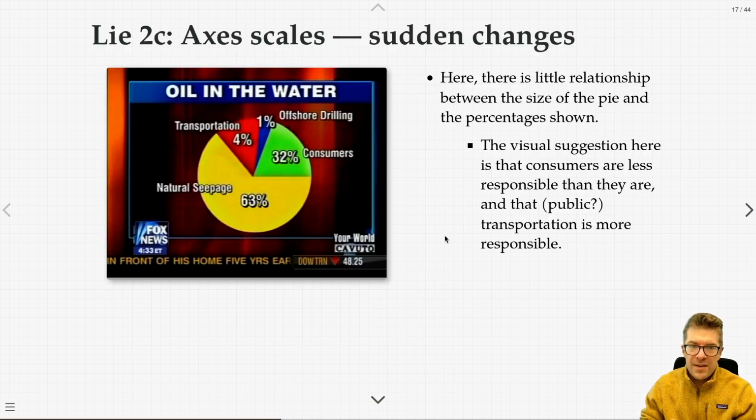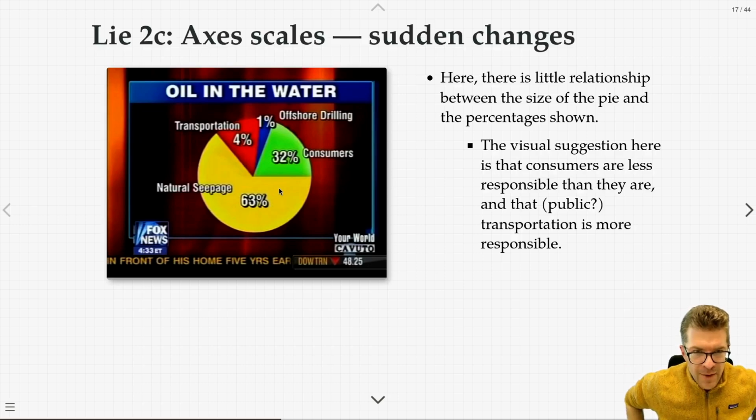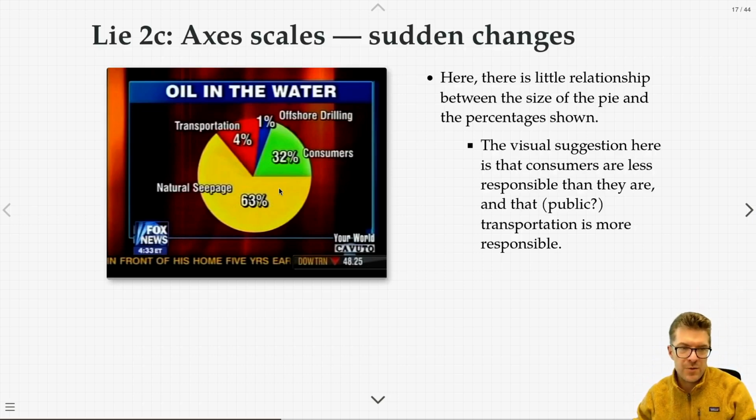Lie 2C, again, it changes scales in some way. Here, this graph talks about oil in the water, like oil being seeped from various sources. So 63% of oil in the water comes from natural sources, 4% from transportation, 1% from offshore drilling, 32% from consumers. Okay, so again, looking at this graph and not thinking about it too much, you might say, well, the overwhelming majority of oil in the water comes naturally. There's nothing to do with humans, and so there's nothing we should really do about it.